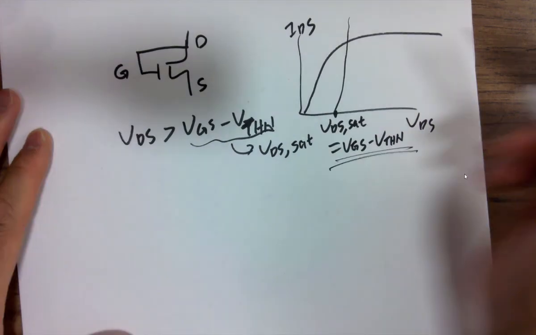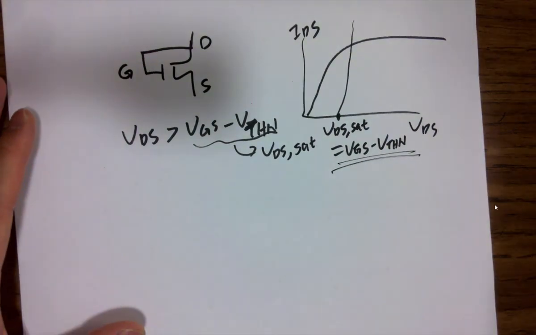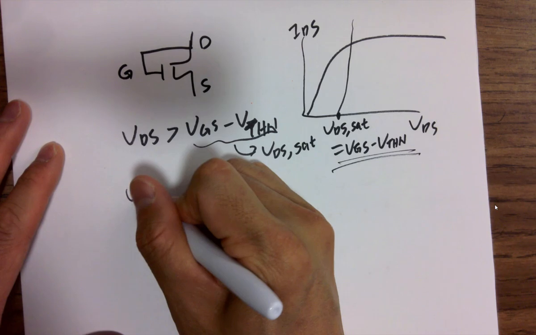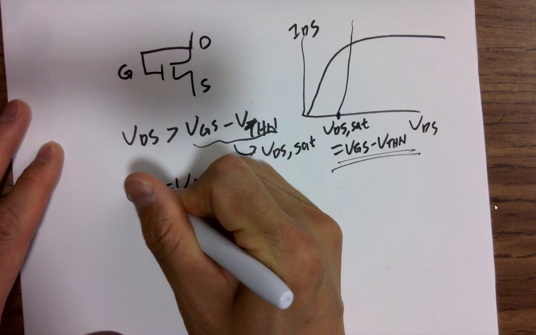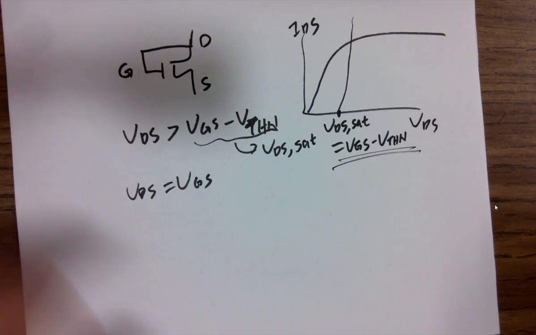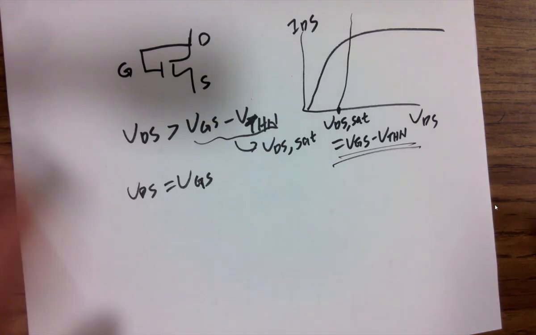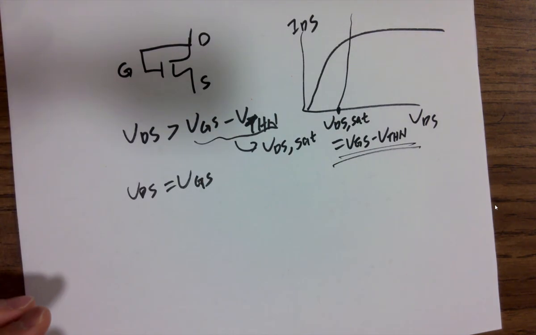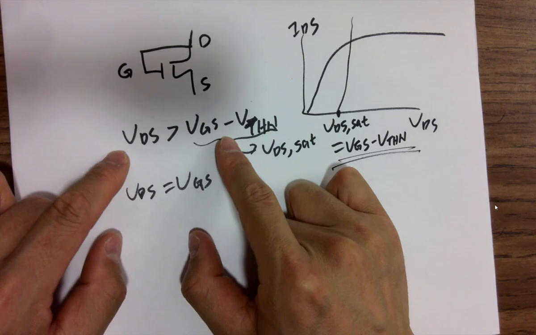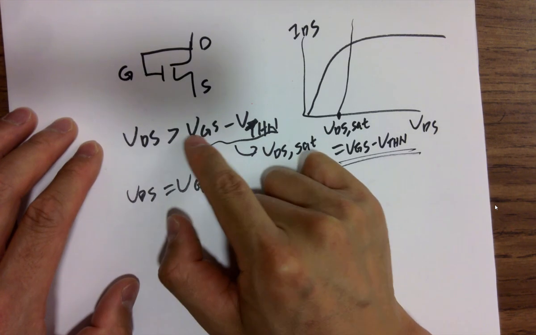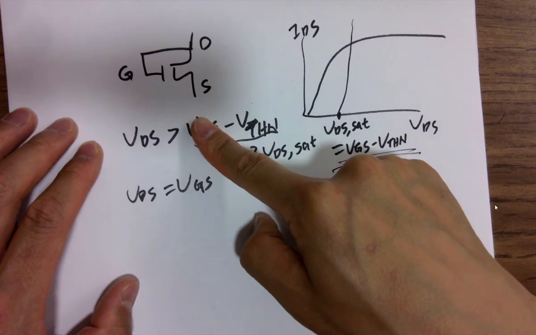Just keep in mind what happened. So if I short gate to drain, which means VDS equals VGS, then what's going to happen? We're going to get the channel length modulation, right? So if you look at this equation, if VDS equals VGS, and if you replace VGS with VDS, what's going to happen?